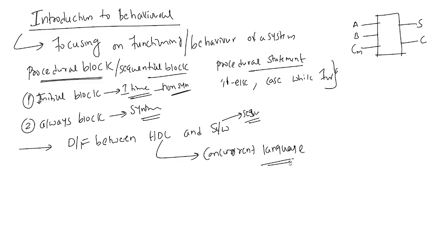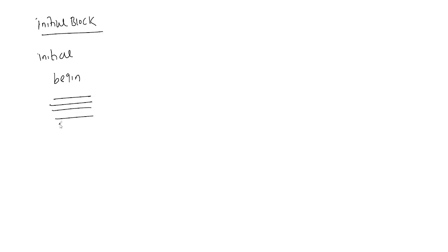So first we'll see the initial block. What is this initial block? Suppose I am writing initial. If you are writing multiple statements, you need to write between the begin and end block. That you need to remember. If you are not using this begin and end, the compiler will throw an error. Multiple lines are there, so you need to write between the begin and end.